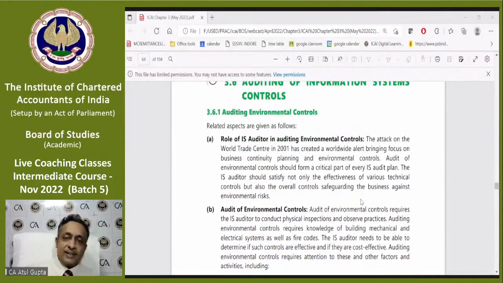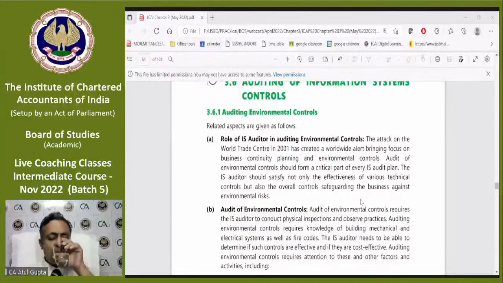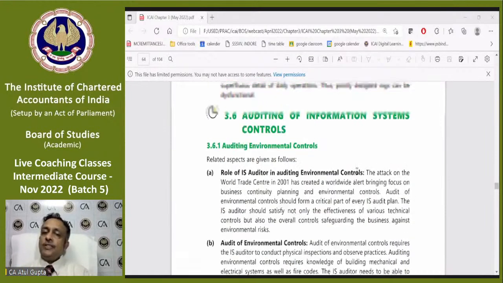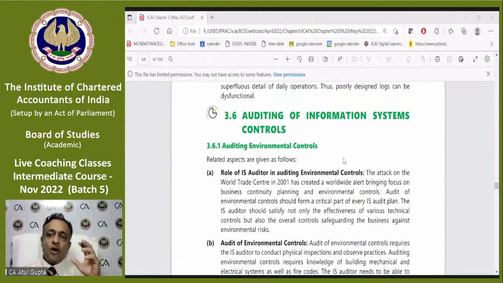So starting with the first part, auditing, we'll be doing it fast. So first is auditing of information system controls. So there are 3 aspects: auditing of environmental controls, physical access, and logical access.